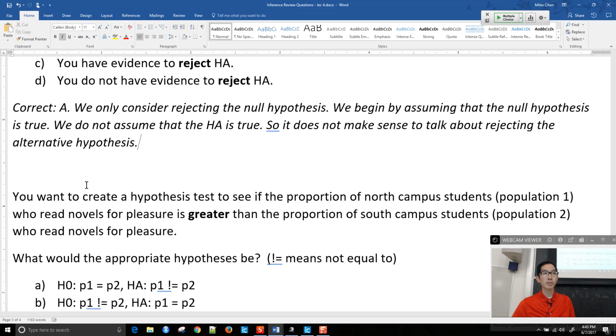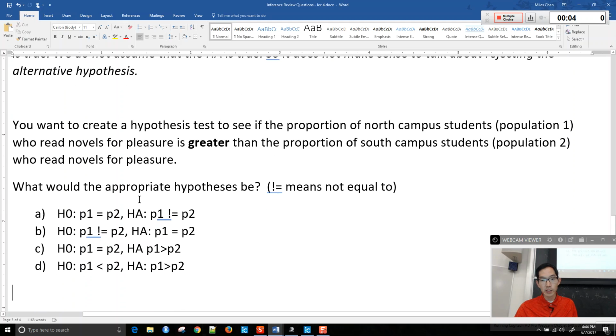All right, is that okay? Here's a question. We'll do a clicker question with this one. It says you want to create a hypothesis test to see if the proportion of North Campus students, which we'll call population 1, who read novels for pleasure is greater than the proportion of South Campus students, population 2, who read novels for pleasure. What would the appropriate hypotheses be? Here, exclamation equals means not equal to. So this is your null and alternative.